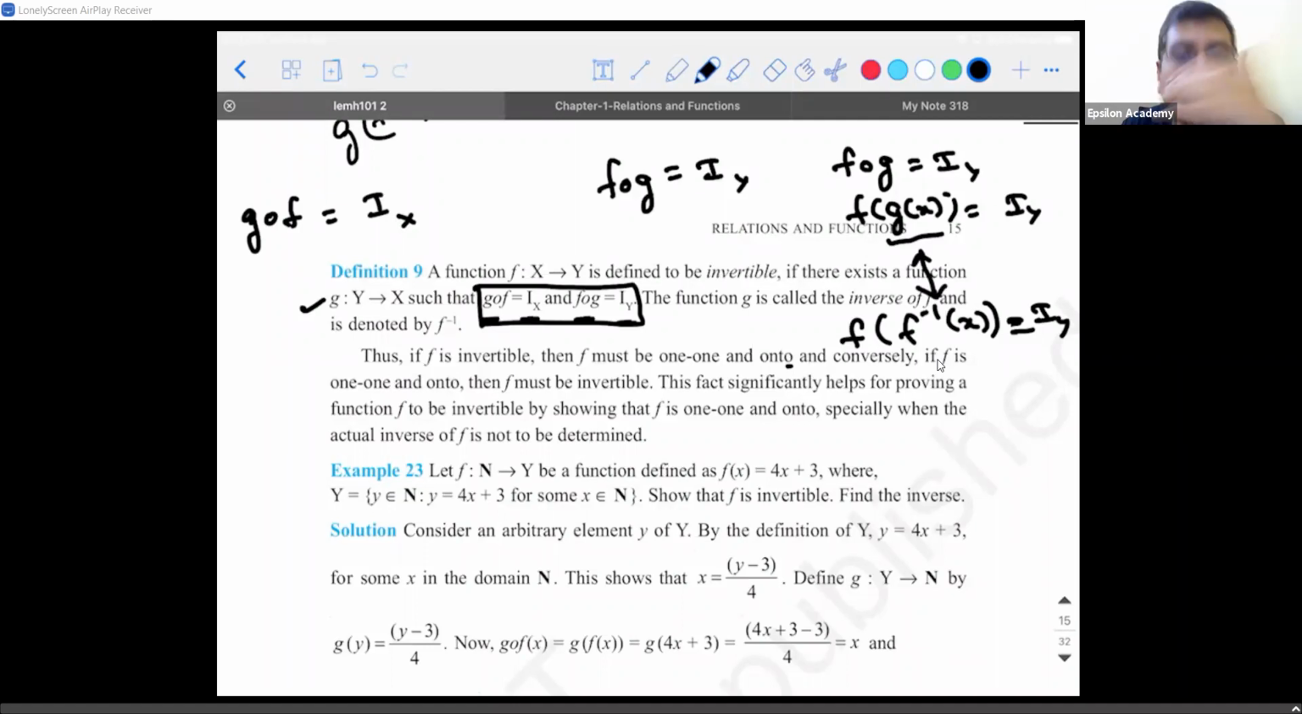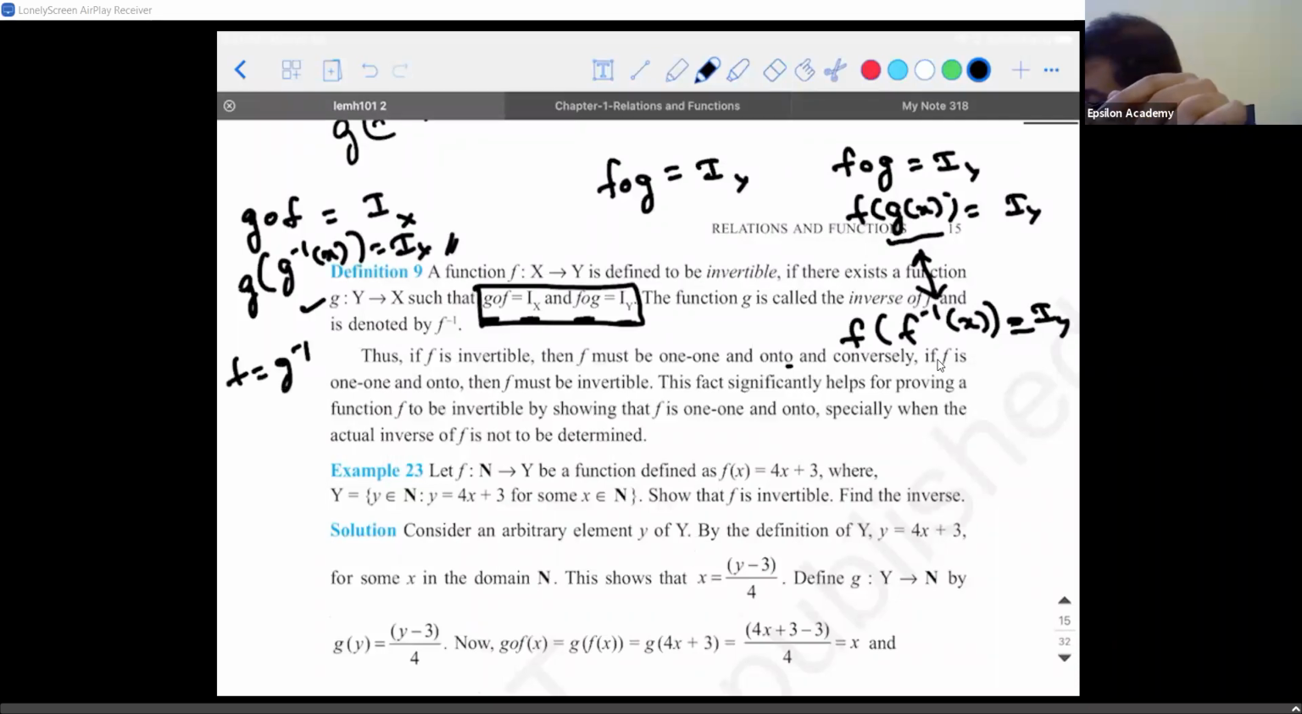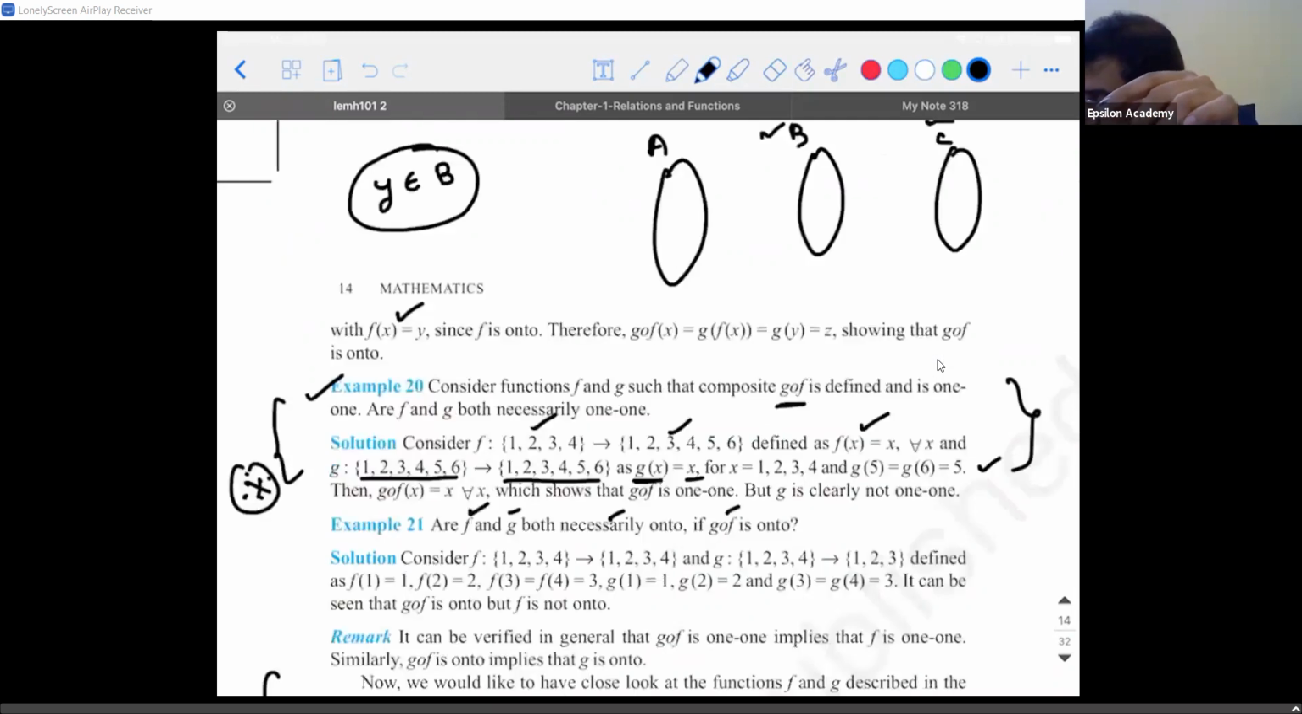Both the conditions should be satisfied, then one function is said to be the inverse of the other. How will this question be asked, sir? Then g circle g inverse will be ix, and g of g inverse of x will be equal to ix, where f is equal to g inverse, and here g is equal to f inverse.